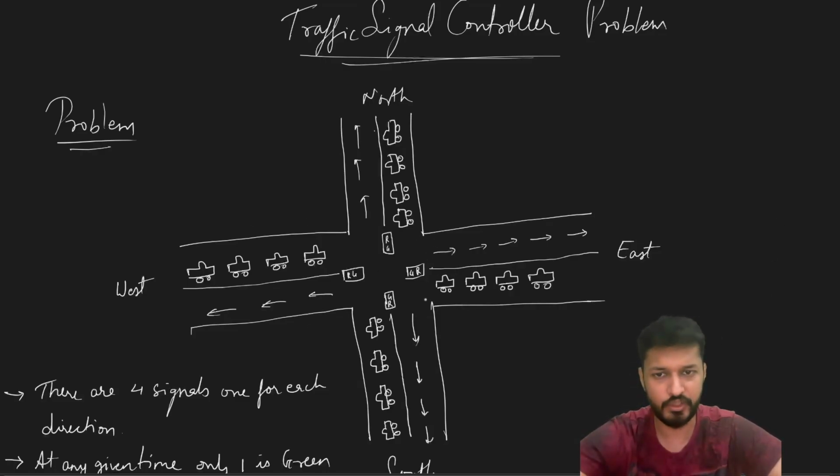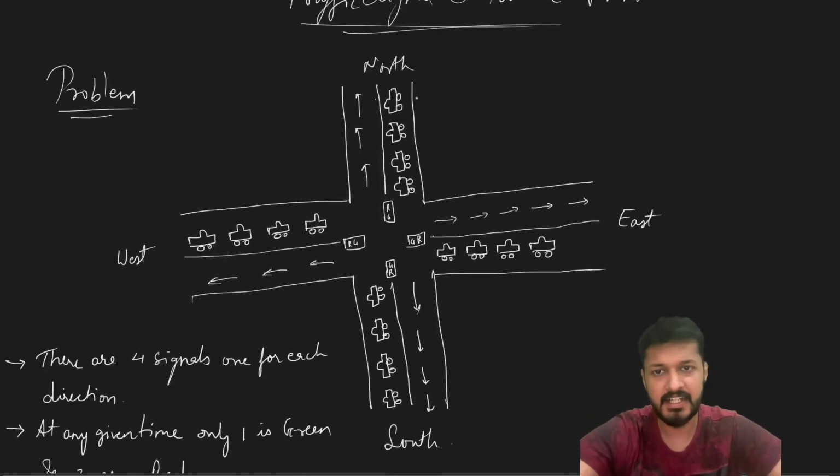Consider this four-way crossing, or in Hindi you can say consider this char rasta. There are four directions here, east, west, north and south, right? And cars are waiting in all the directions, right? Also there are four traffic signals as you can see here, right? All the traffic signals have two lights, red and green.